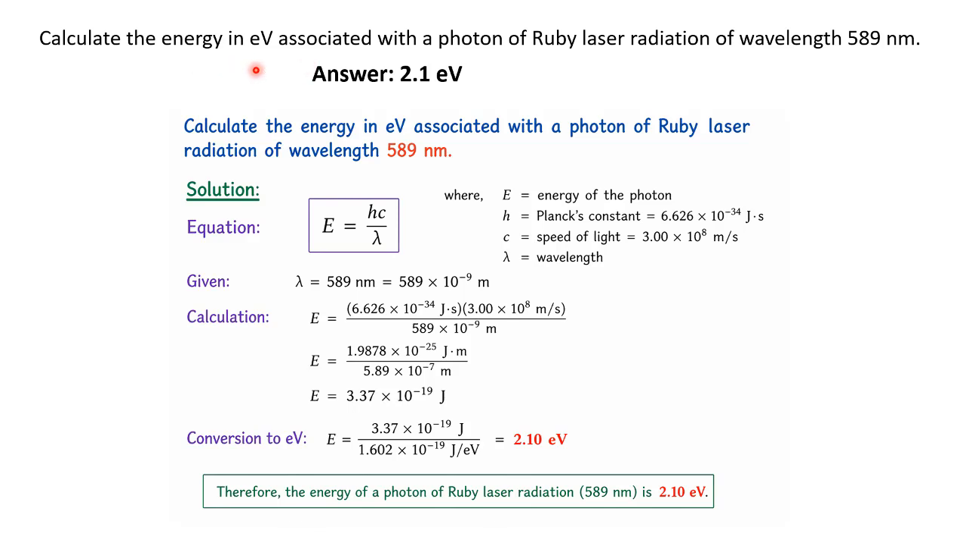But the question says that you have to express this energy in electron volt. To convert joule into electron volt, we divide it by 1.6 into 10 raised to minus 19. And we get roughly 2.10 eV. So the energy value in eV is 2.10.